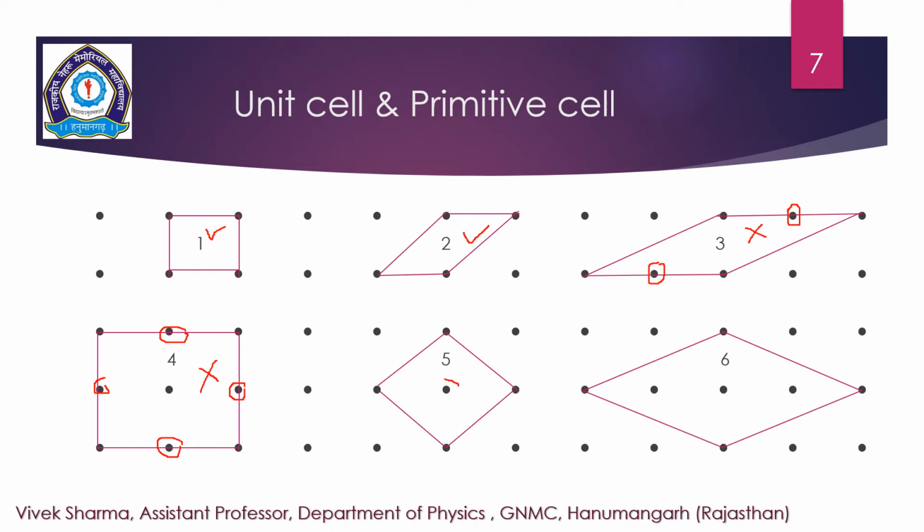If we check structure number five, this dot is at the center, which is not at a corner, so it is not a primitive cell. In unit cell number six, these three atoms, or three lattice points, are not at the corners, so it is not a primitive cell. So out of these six structures, only the first two, number one and number two, are primitive cells; the rest are all non-primitive cells.